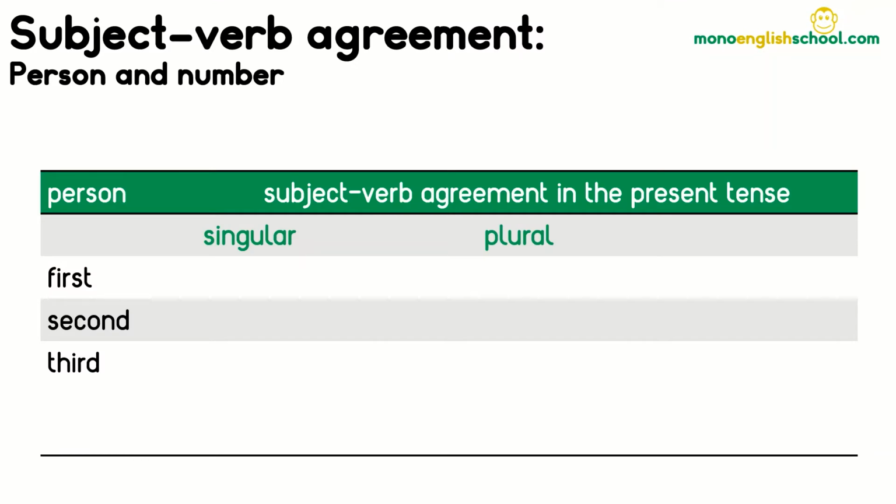Now we can look at how the person and number of subjects affects the conjugation of verbs in the present tense. Conjugation simply means the way in which verbs change to match person, number, tense, voice, or mood. In this video, we will only discuss how verbs in the present tense change in respect of person and number. And in the present tense, all verbs, except the verb be, which we will look at later, have only two forms. The conjugations of most verbs can be demonstrated using the verb work.